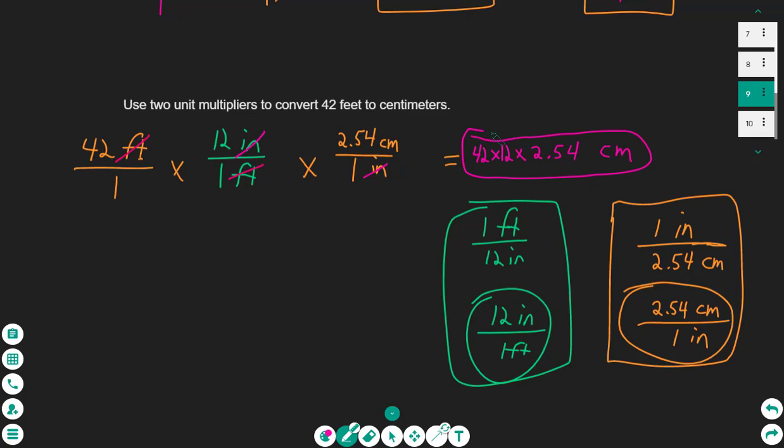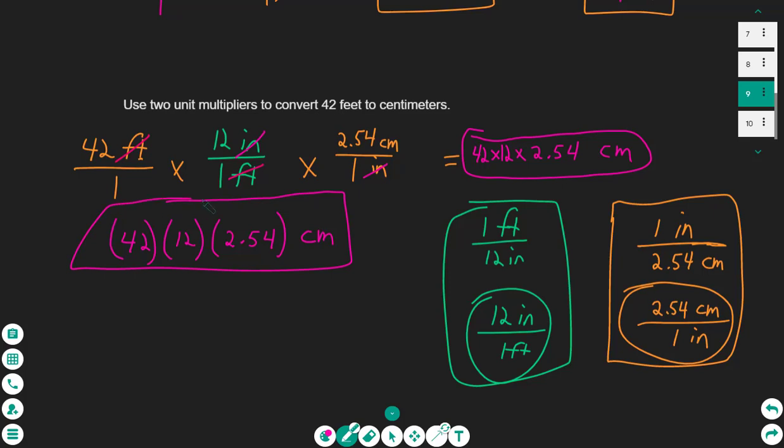And you'll find that in your textbook, they often do the same thing. They usually write it as 42 in parentheses next to a 12, which means 42 times 12, next to a 2.54 centimeters. And that's fine. If you want to write your answer like that, I would accept that, and your book would too. All right? So hopefully this has made sense to you. I think the biggest thing I want you to take away from this lesson is how to use unit multipliers. They will come up in later lessons and become a little bit more complicated too. So make sure that you're able to do these.